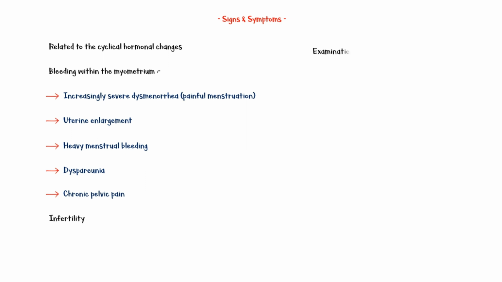Examination findings may include pallor due to anemia caused by excessive bleeding, and a diffusely enlarged, tender, boggy uterus, which may have a nodular surface.